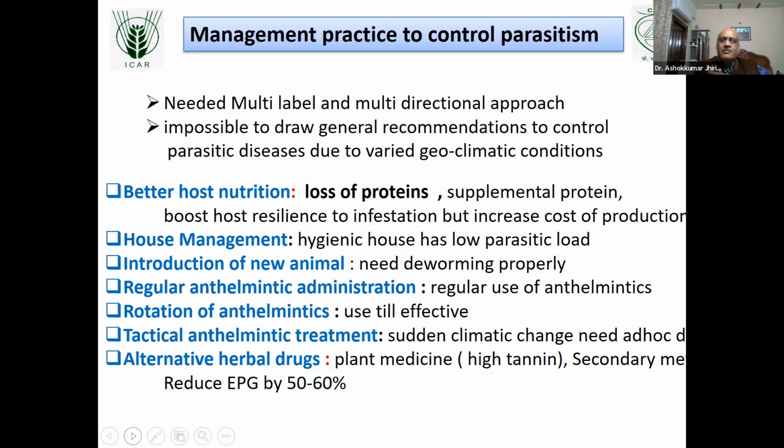Housing management: you have a better, more hygienic house, timely cleaning, a smart house. So you have a low parasitic load, and you can better control the parasitic damage.